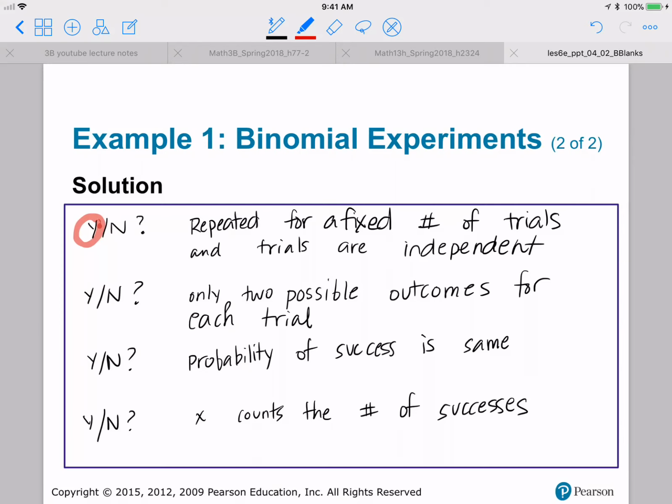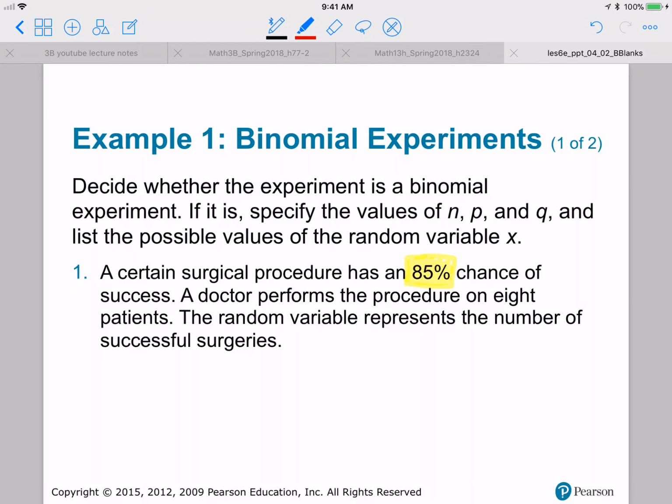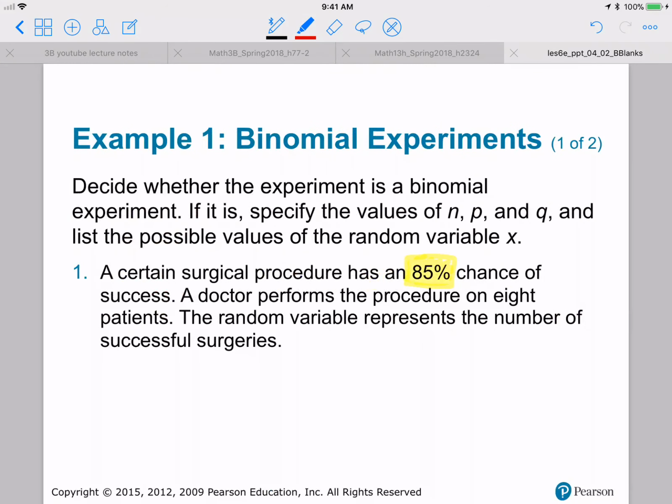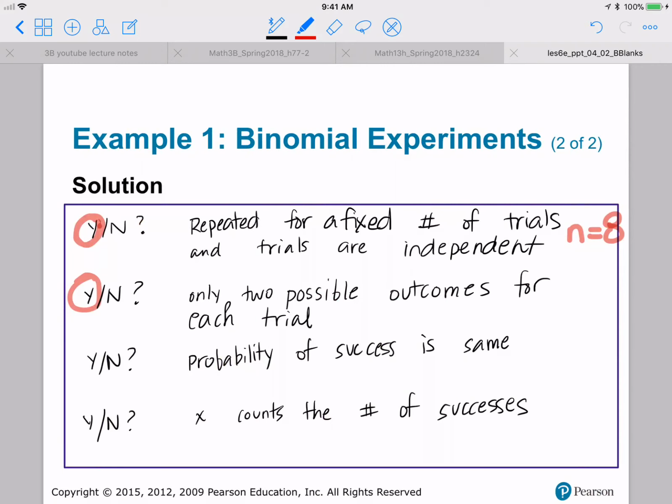Okay, so number 2, only 2 possible outcomes for each trial. Yep, there are 2 possible outcomes. Success, the procedure was successful, or the procedure was not a success, right? The procedure was a failure. We can actually, while we're at it, write down how many trials? 8. And how do we know that? Because the doctor performs the procedure on 8 patients. So they were in trials. Each surgical procedure is a trial. Okay? So N is equal to 8.